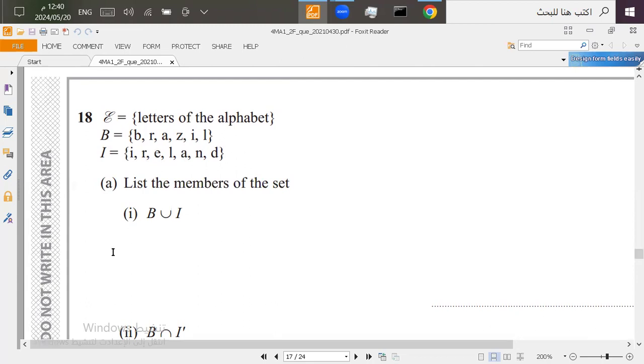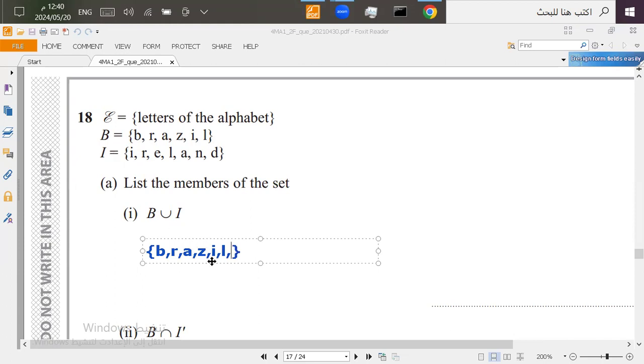So when we write it as a set, we put brackets of sets like this, and then we write the letters inside B and inside I. This is the meaning of union. So it's going to be, let's write it like this, B, R, A, Z, I, L. This is Brazil. Now let's check Ireland.